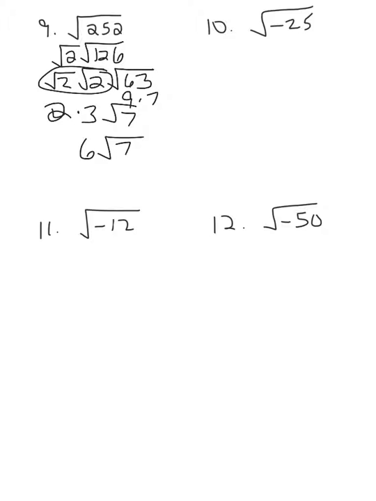Number 10, square root of negative 25. Nice and easy. That's just 5i. Simple, simple, simple. Square root of 25 is 5, and the negative sign gives the i. This one's a little tougher.